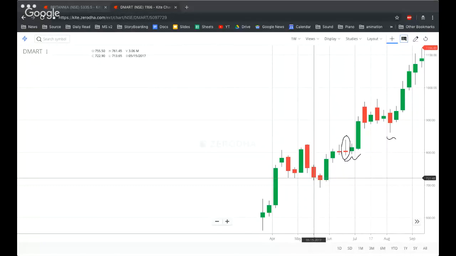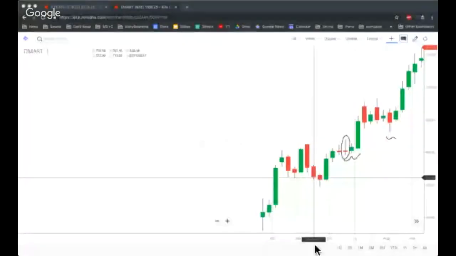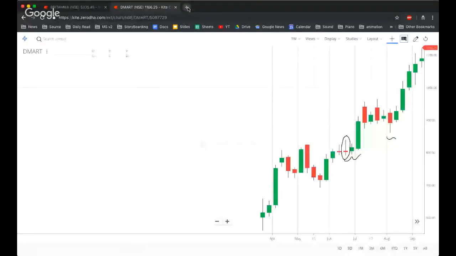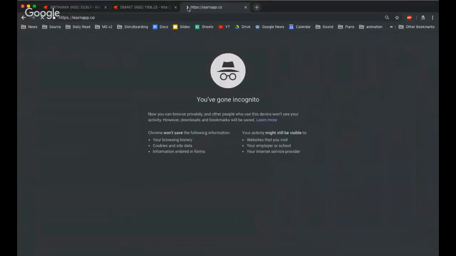Let me quickly read. Is hammer class same as MCX? I don't know what that means. I'm sorry. Swing classes not available on LearnApp. Actually, the swing classes are available on LearnApp, but it's actually part of the premium course. I don't know if that would help.